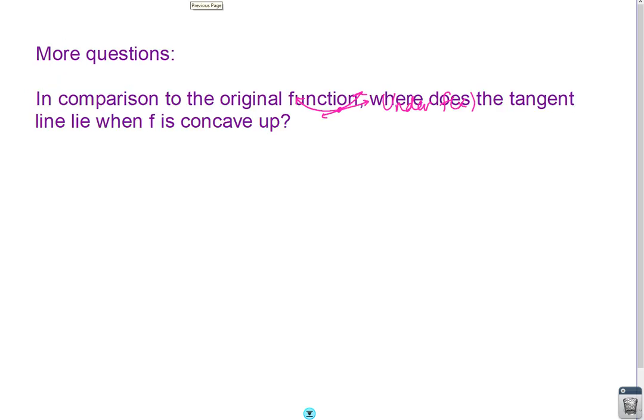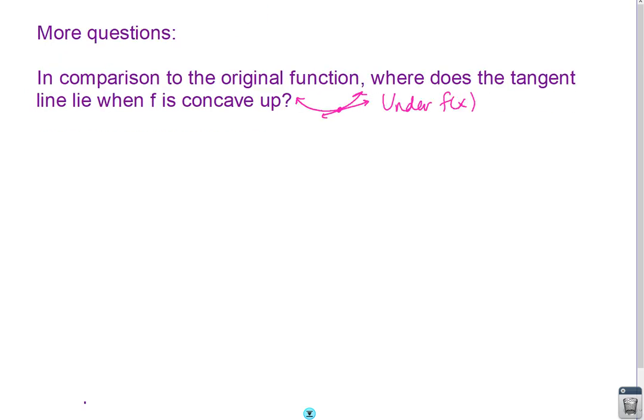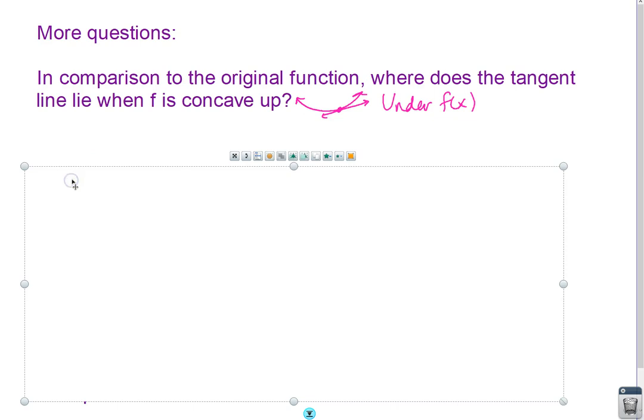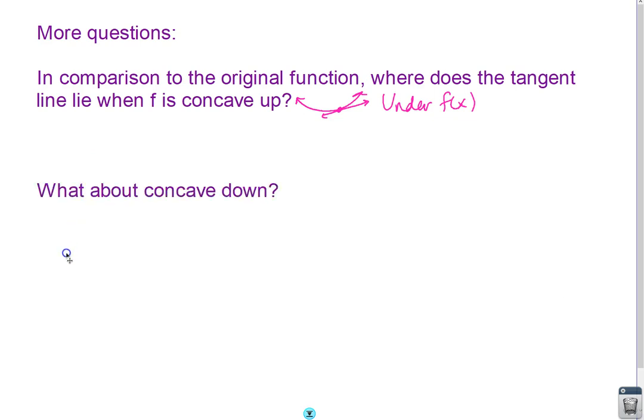Nope, they're not. Okay, well, there's supposed to be another question here that asks you, what about concave down? What about when your function is concave down? Oh, found it. Well, when your function is concave down, it looks like this, and your tangent line lies above f of x. You're like, why do we care about this? Just make a little note to yourself for later.